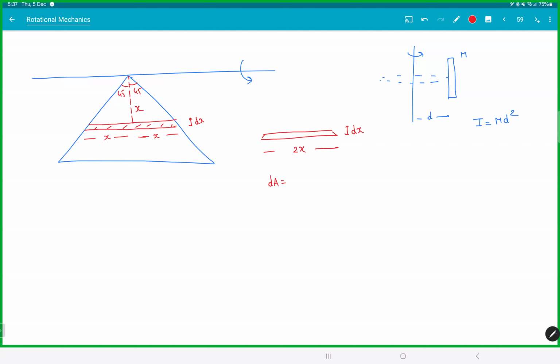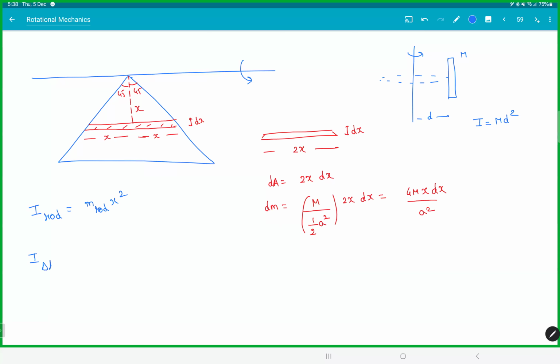Then area will be length into breadth. Mass of this rod will be total mass of the plate by area of the plate, which is half base into height, into 2x dx. That is 4m x dx by a square. This is the mass of that small rod. Now the moment of inertia of this rod is md square. This will be mass of the rod into the distance x square.